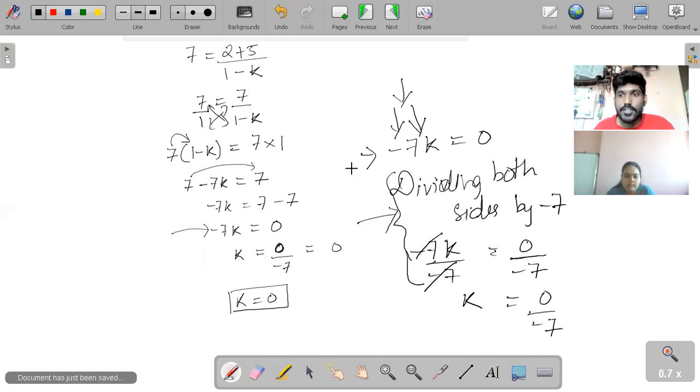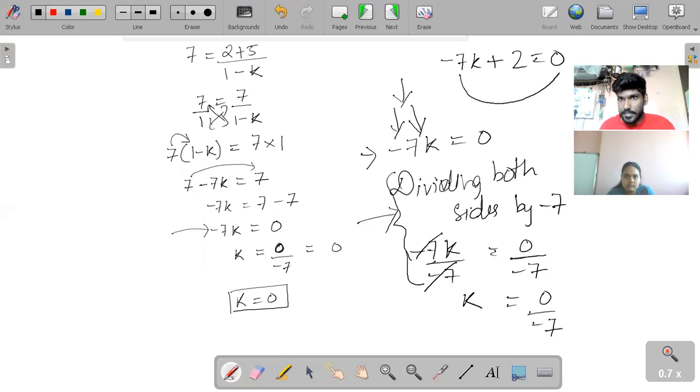But if it is in addition or subtraction, suppose it would have been like this, minus 7k plus 2 equal to 0. Now if you take this minus 7 on the other side, this entire term we are taking on the other side, and then the sign will change. It will become 2 is equal to 7k. But from here, you are not taking the entire term, you're just taking this minus 7 on the other side, only the minus 7. So it becomes division. Is this clear? Little bit.